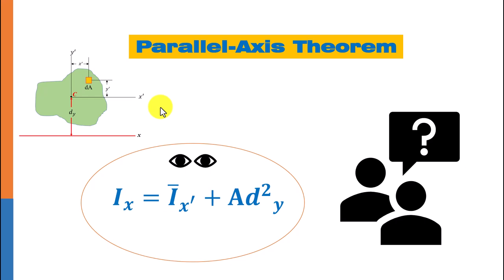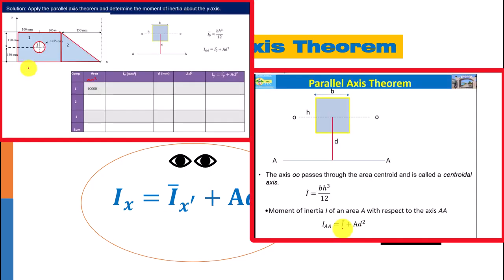Okay? So in the case if you want to calculate the moment of inertia of a composite body, the parallel axis theorem is very, very important, okay? So, if you remember in my videos, I always tell you to just understand this theorem, okay?